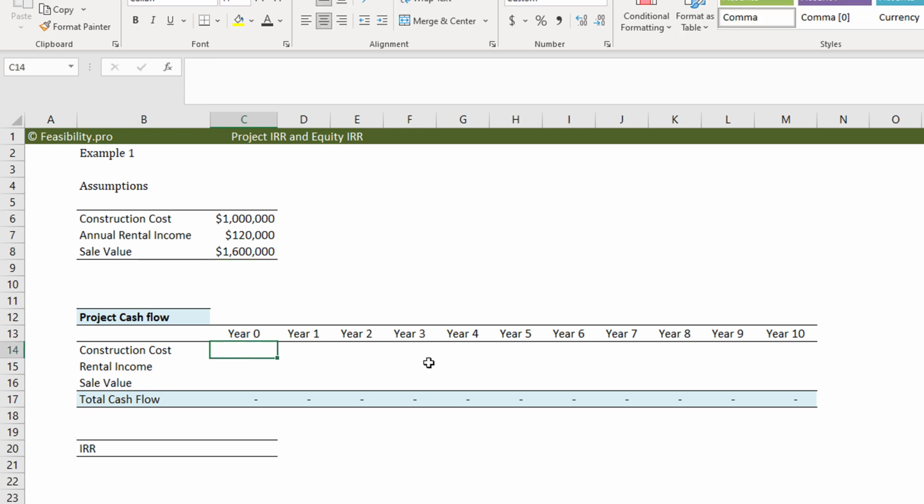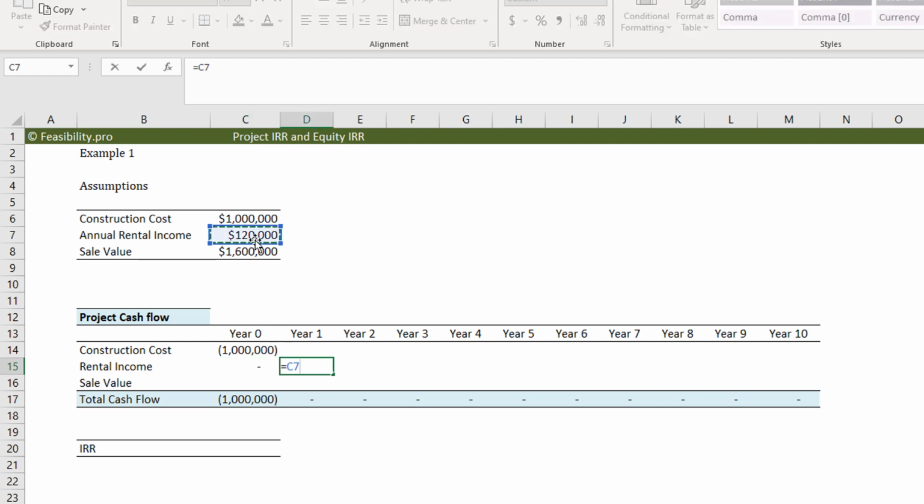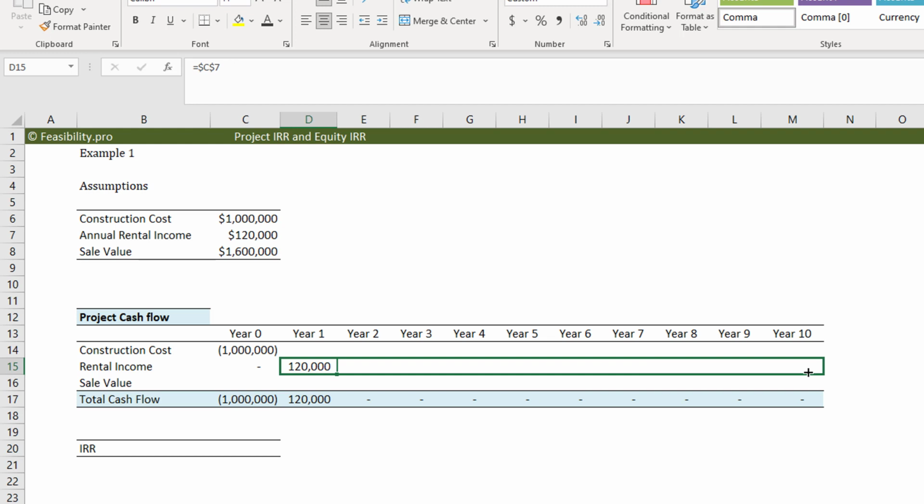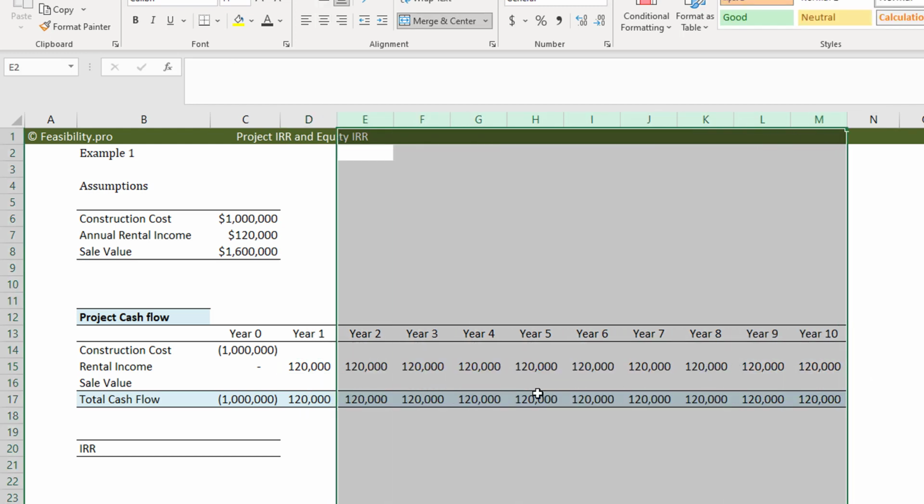So what is my construction cost? My construction cost will be this. Obviously this is a negative cash flow. I'm assuming this is happening in year one. And then rental income starts from the next year actually. So we have this, and I assume that there is no escalation. It remains as it is for the year 10. So this is 120,000 every year.